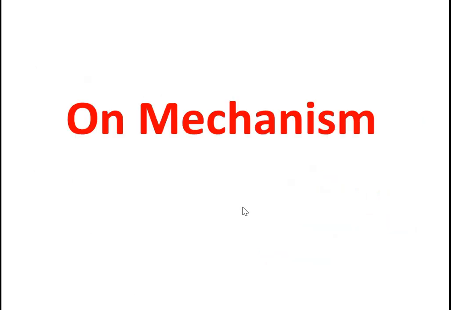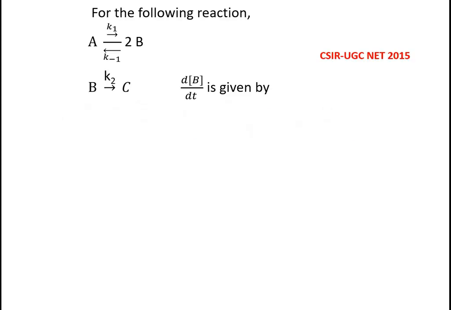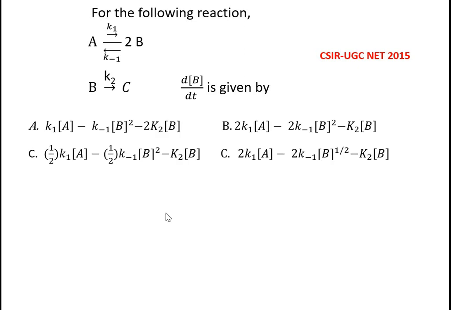Now the last part of the session on mechanics, right? So for the following reaction, A reversible to B and B to C, dB/dt is given by one of the options. So you see 4 options are there. Let us check. Answer is supposed to be B.